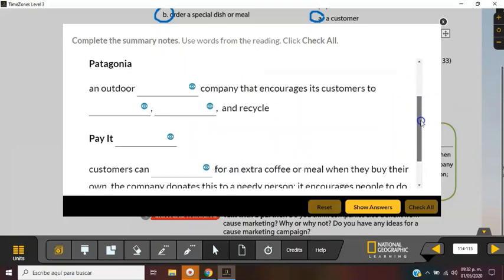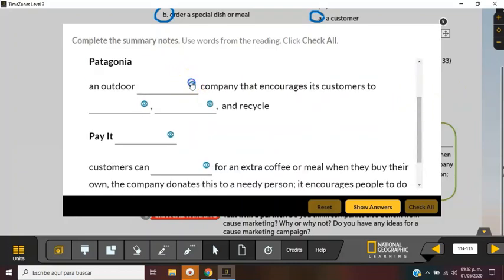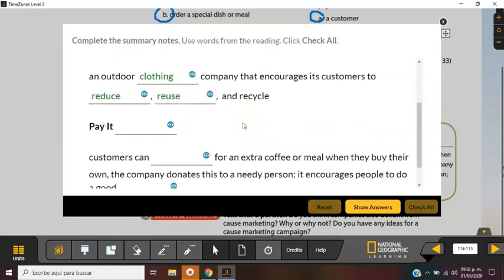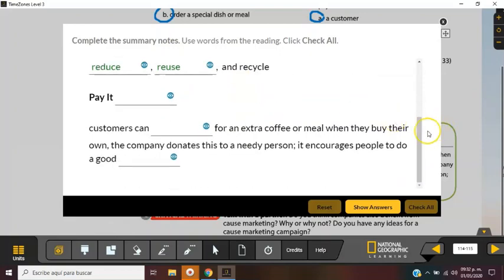Patagonia, an outdoor clothing company that encourages its customers, they motivate you to reduce what? Reuse and recycle. The three are reduce, reuse, and recycle. And pay it forward. Muy bien. Customers can pay for an extra coffee or meal when they buy their own. The company donates this to a needy person. It encourages people to do a good deed.